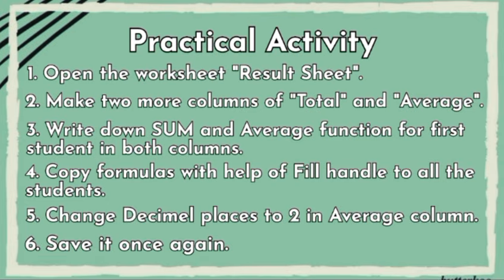This is the practical activity. Open the worksheet saved as result sheet, which we created after the first lecture. Now make two more columns with the title, total marks and average. Write down sum and average function for the first student in both columns. Now copy the formula with fill handle to all the students. Then change the decimal places to 2 in the average column. Save this worksheet again.